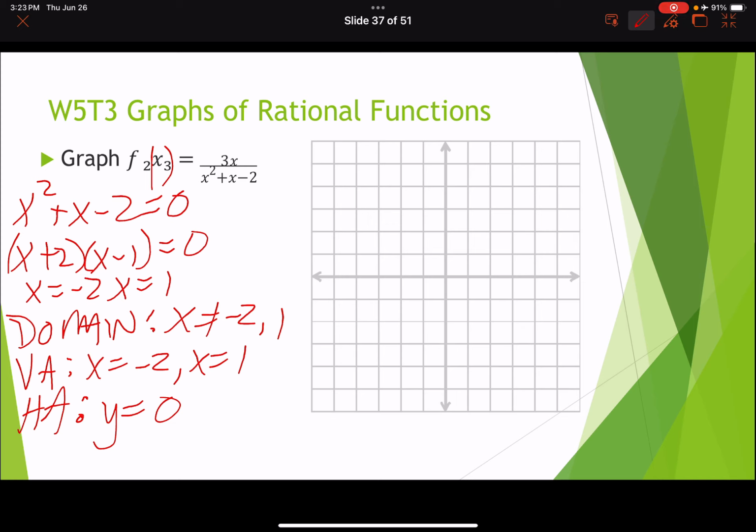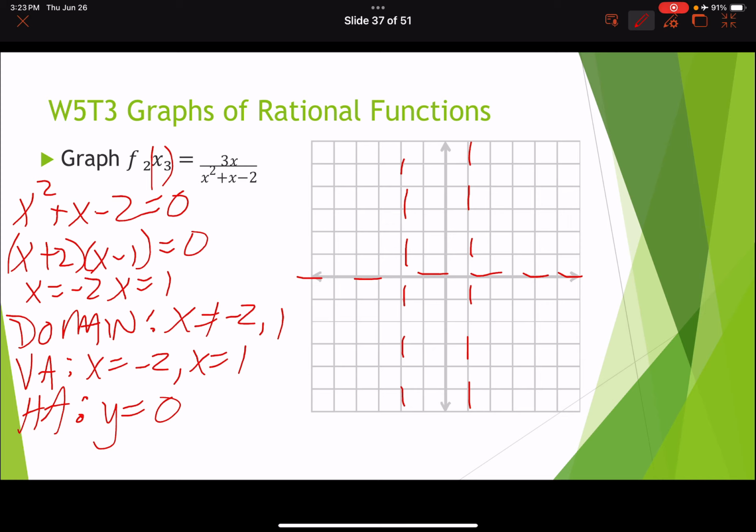Okay? So let's kind of draw this stuff in. So vertical asymptote at negative 2. So we're going to go negative 2 is going to get some dashed lines. Also at 1 is going to get some dashed lines. And then a horizontal asymptote at 0.